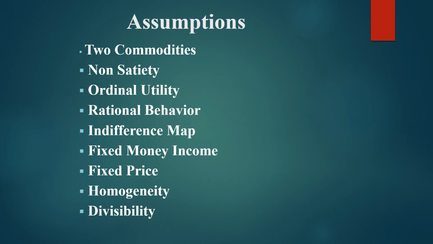And then homogeneity. All the units of the two commodities are identical in size, shape and color. These are not changing. And then divisibility. It is first unit, second unit, like that. We can divide the commodity.